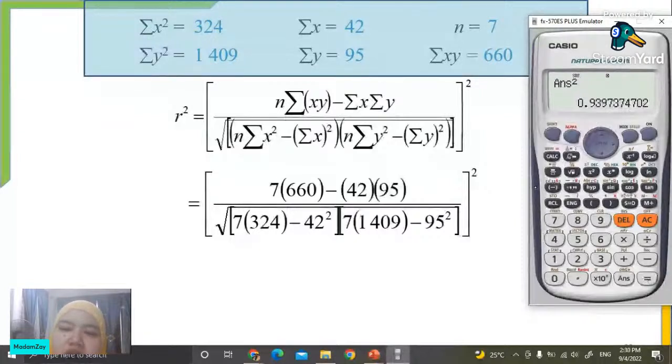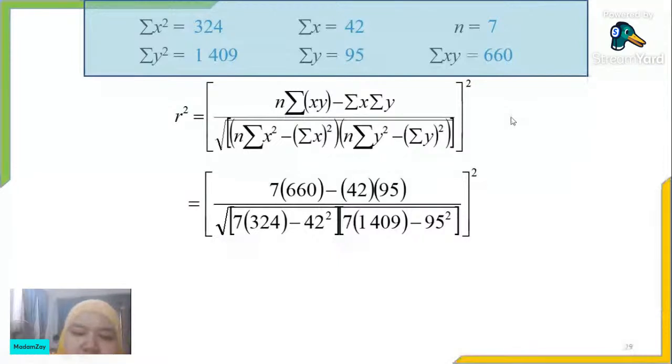Okay, so if we round it off, the answer might be different. So follow the question. The question asks you to directly find the r square. Okay, so now we have the r square, which is equal to 0.9397. So for example 4, you have to round off to 4 decimal places at the end. Not the r, but at the end, after you square the exact value.